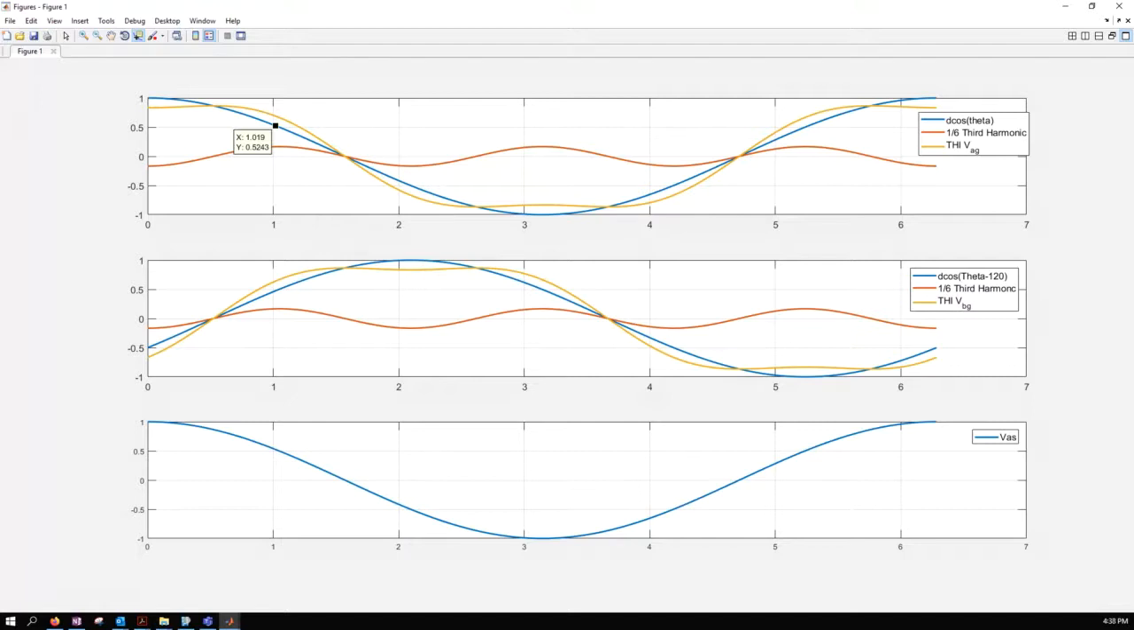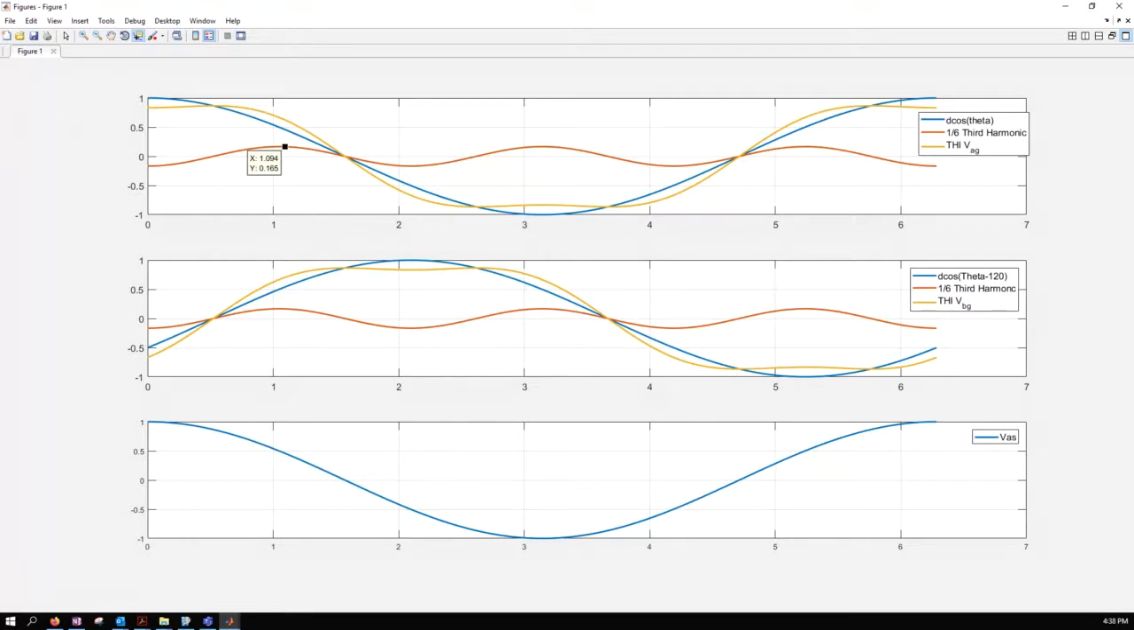Now, the red, or if you want to call it pink or orange, this is the third harmonic component that we are going to inject. It's 1/6 amplitude. D3 is 1/6. And when you subtract the third harmonic from the original cosine waveform, which is still a third harmonic injection in the frequency domain, if you think of it, you get this yellow waveform.